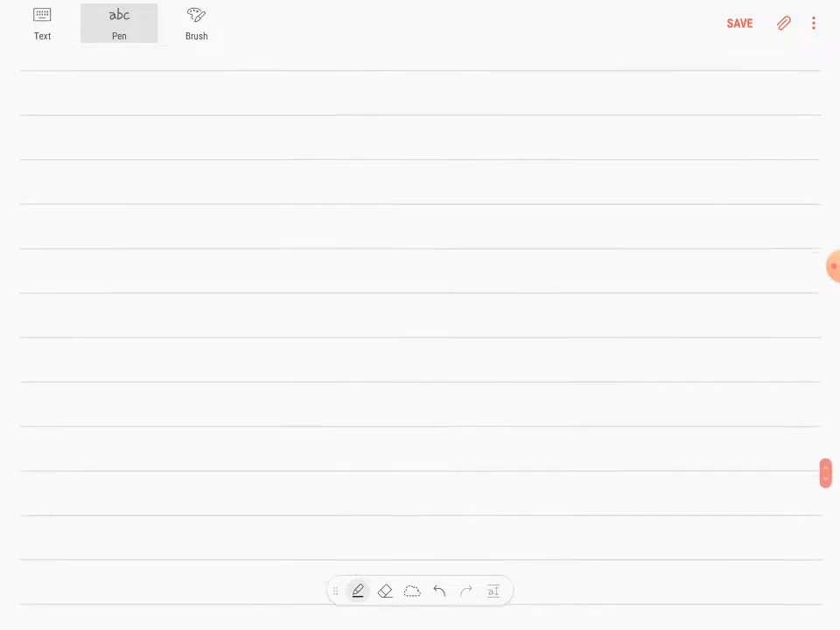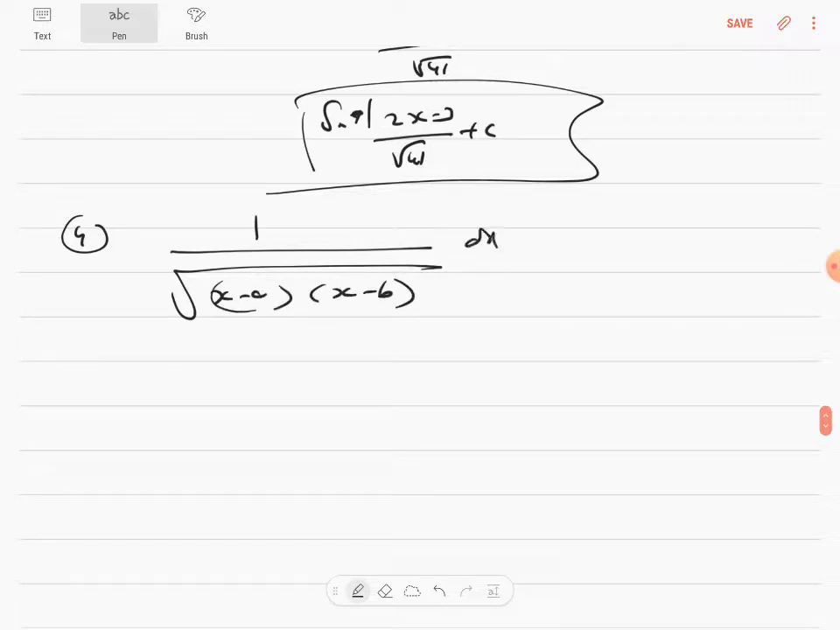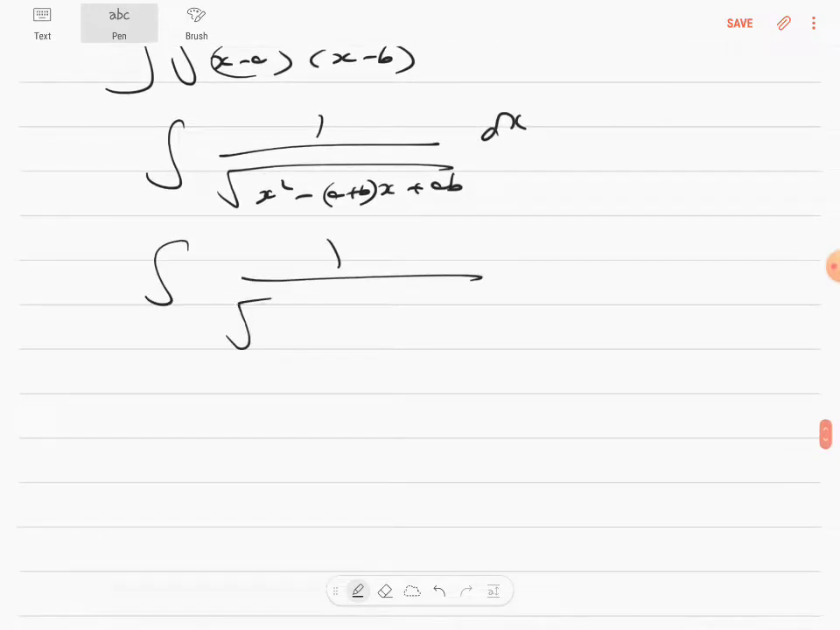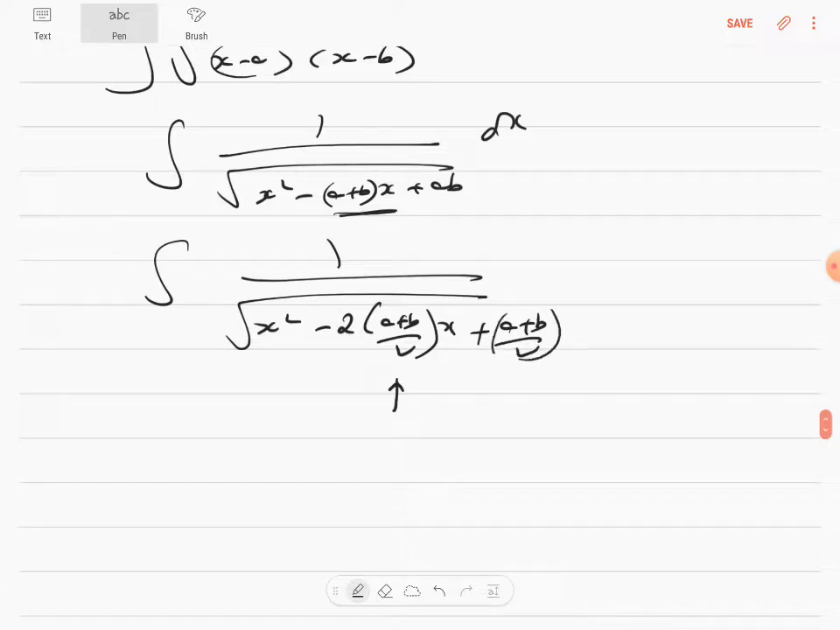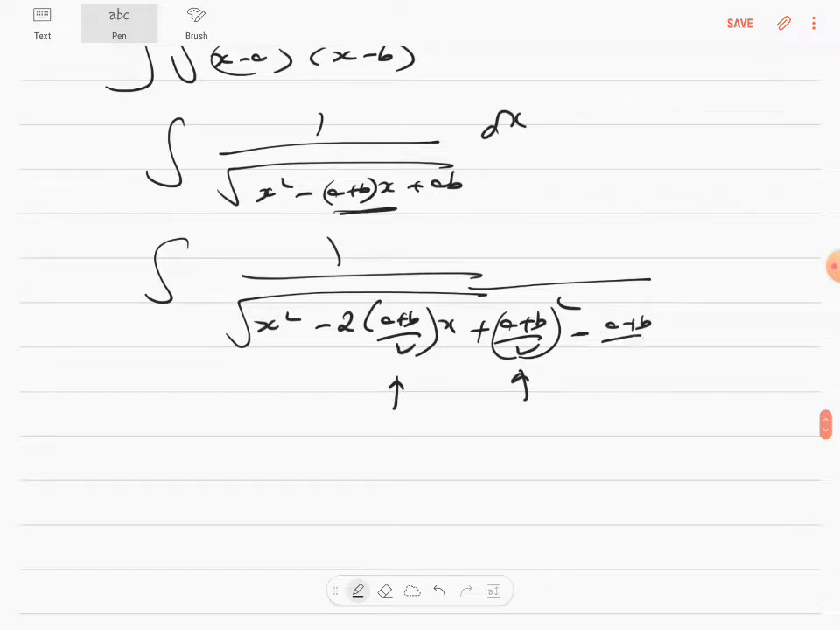Next, the most important sum is this, which is 1 by root of (x minus a) into (x minus b) into dx. In that case I would write x square minus (a plus b) into x plus ab into dx. Then I have to do completion of square. It's like an odd number, so multiply and divide by 2: (a plus b) by 2 into x, so b square is (a plus b) by 2 the whole square. I can't randomly add (a plus b) by 2 the whole square, so I also have to subtract it, with ab.